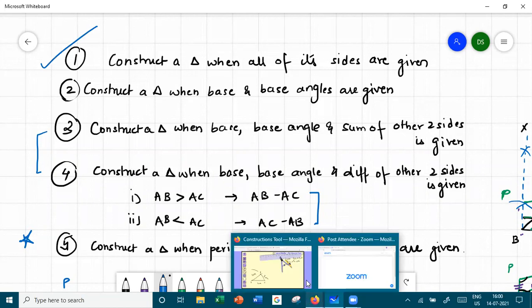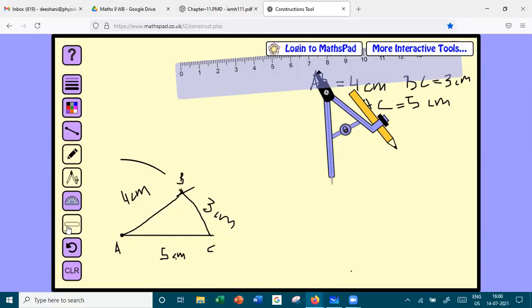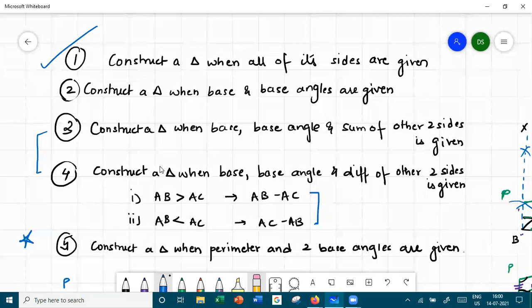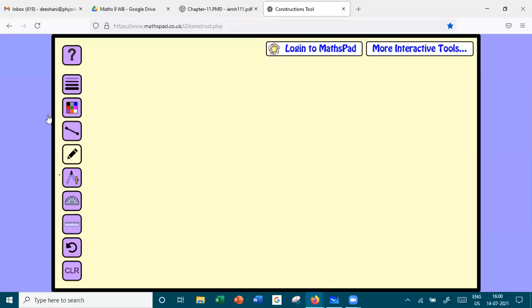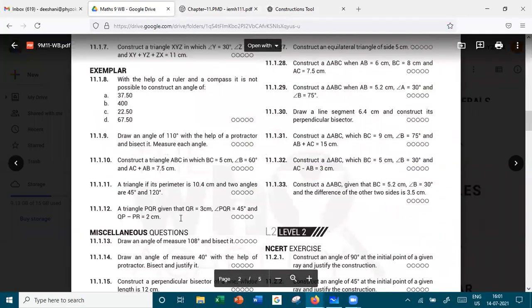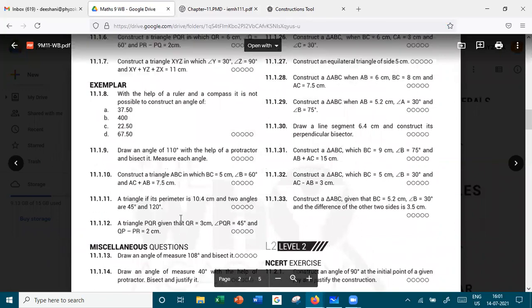Now let's go on to the second one, which is construct a triangle where the base and the base angles are given. So in this case, you will be given a base value or a base line segment measurement and both the angles at the side. And how you need to make it is what we'll discuss right now. Let's take a question from the workbook itself. I don't want to make a mess again.